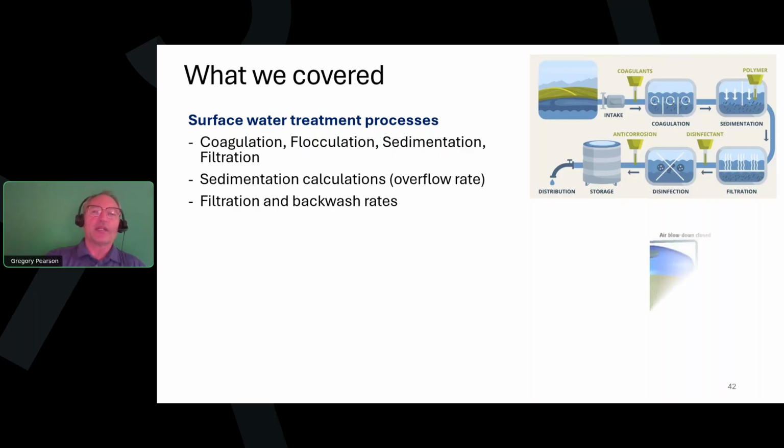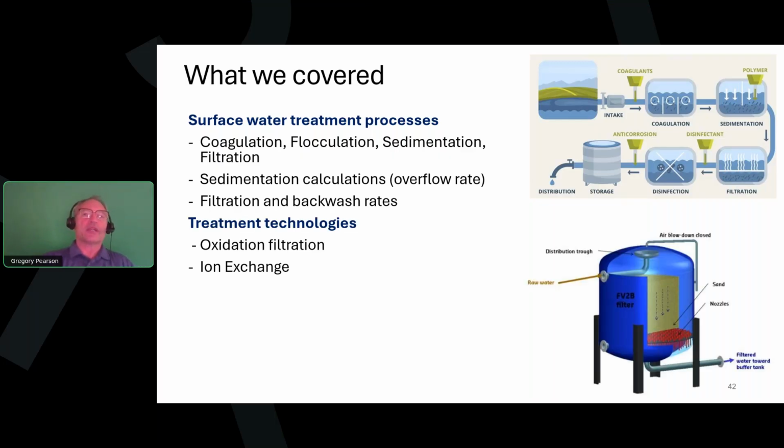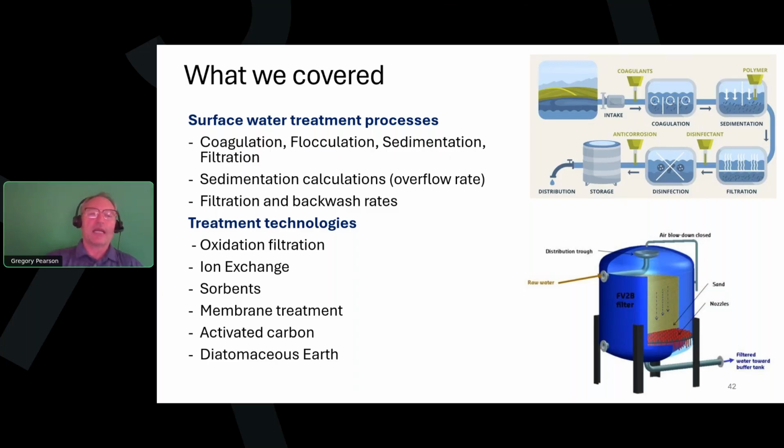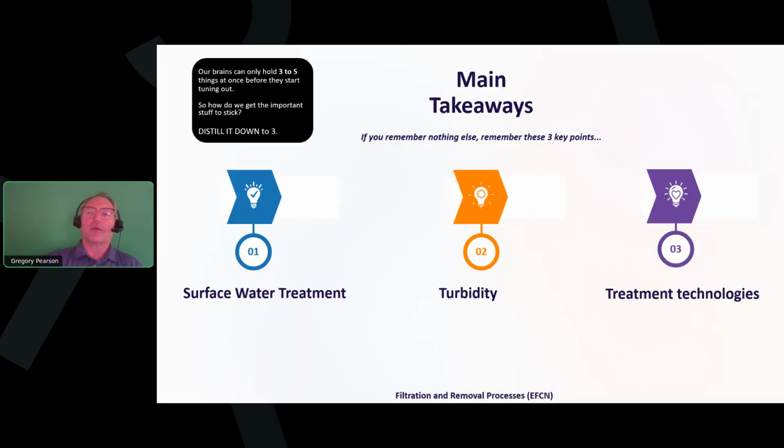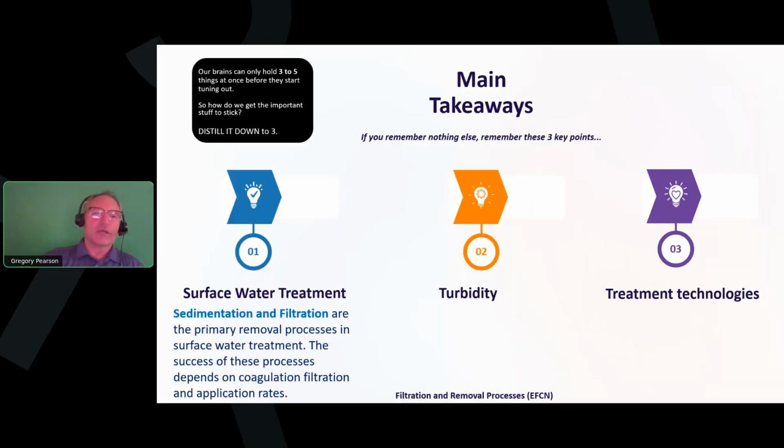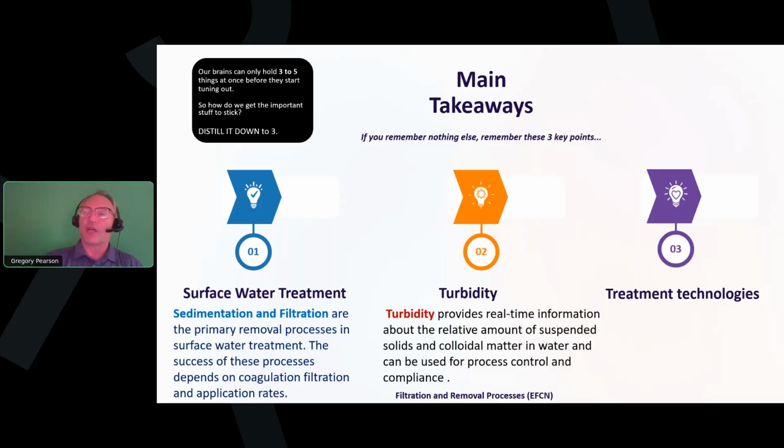And just a little reminder of what we did cover today. For those of you that are still here, we looked at the surface water treatment processes. We looked at sedimentation and filtration calculations. We looked at some different treatment technologies from oxidation filtration, ion exchange, sorbents, membranes, activated carbon, and diatomaceous earth. And our main takeaways, sedimentation and filtration are the primary removal processes. They depend heavily on the upstream coagulation and flocculation. Turbidity provides us real-time information about the amount of suspended and colloidal matter in the water.